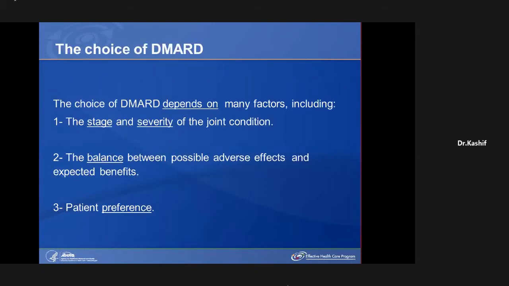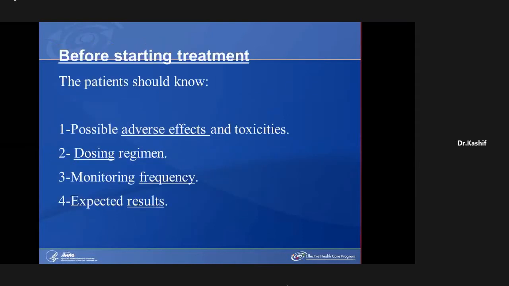There is a list of drugs in the DMARDs. We have to decide which drug to apply depending upon the stage and severity of the condition, balancing possible adverse effects and patient preference. Also, you should briefly explain to the patient the possible adverse effects and the dosing regimen, because this is very important. You have to tell the patient that this is going to be long term therapy. Initially, for 4 to 6 weeks, you will not have any clear relief, but after the therapy, you will find the expected results. You have to explain this to the patient, otherwise the long therapy will not happen.